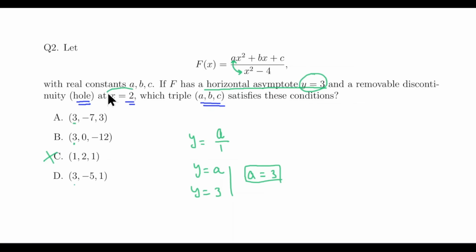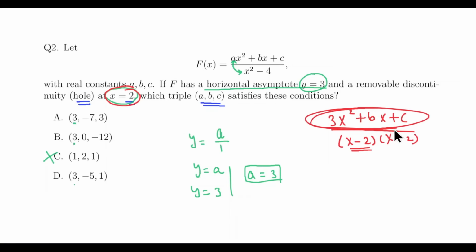Now they are saying x equal to 2 must be a hole. So it will make sense if I factorize the bottom. The top will be a x squared, sorry, a is no longer a, right? a is 3. So 3x squared plus bx plus c over x minus 2 times x minus 2 times x plus 2. If we want x equal to 2 to be a hole, then I want x equal to 2 to be a factor of the top as well. Because if it is not a factor, then x equal to 2 will result in a VA, which I do not want.